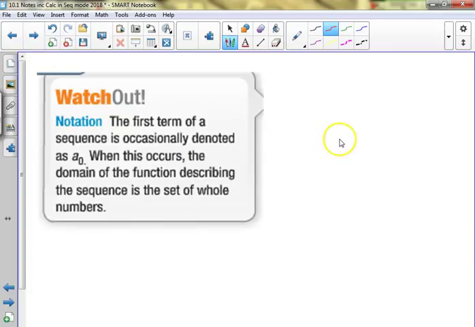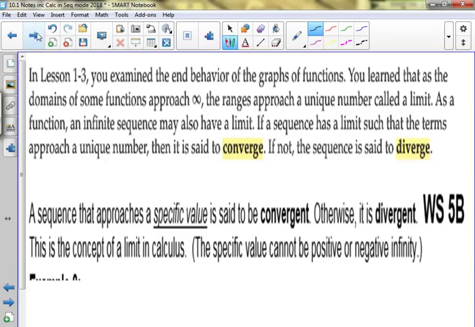All right, the next thing we want to talk about briefly is this notation. When would you use A sub 0 or U sub 0? I talked a little bit about this. If you have some initial amount and you don't want to call that term 1 or day 1 or whatever your thing is, okay? New vocabulary: converge, diverge.